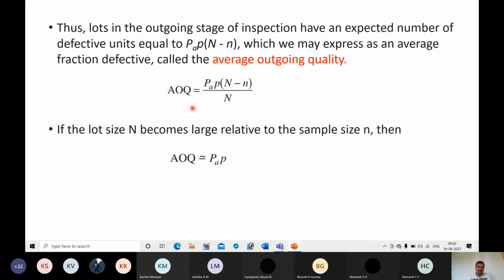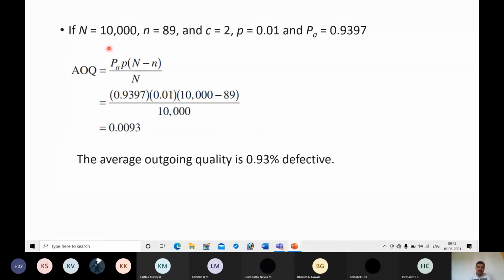Next, suppose you know the lot size is 10,000, and you know how many samples to pick from the lot: sample size n is 89 and acceptance number C is 2. If the lot fraction defective is 0.01, then the probability of acceptance is 0.9397, that is 93.97% of lots will be accepted. For this value, if you want to find the average outgoing quality, you can make use of this equation, substitute the values, and you will get this answer.